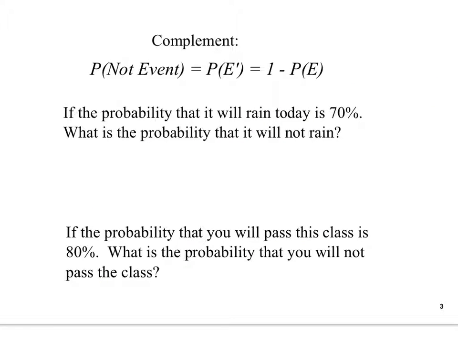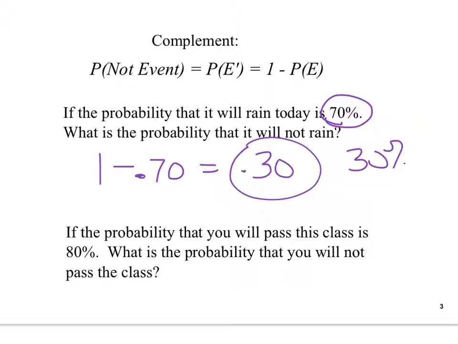So the probability of an event not occurring is its complement. You've seen this last week when we did sets. But the basic idea: the probability that it will rain today is 70%. That's the same as saying 0.7 or 0.70. What's the probability it will not rain? Well, that's 1 minus 0.7, or 0.3, or 0.30, or 30%. Like I said, you can write it any way that you want. If the probability you will pass this class is 80%, what's the probability you will not pass? Well, that's 20%.